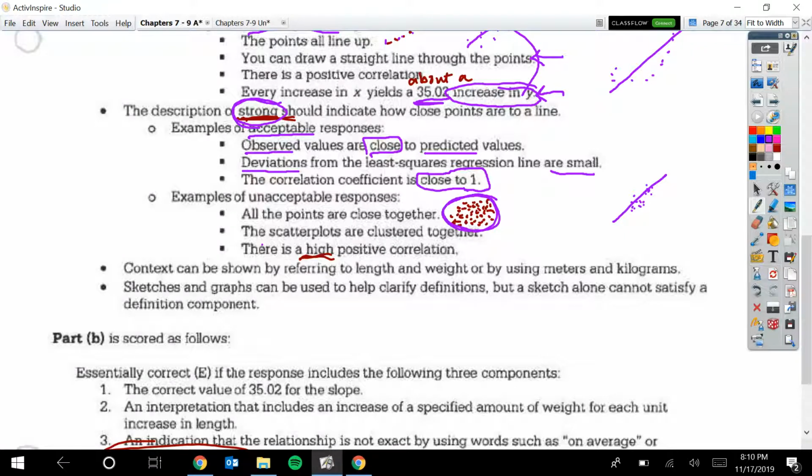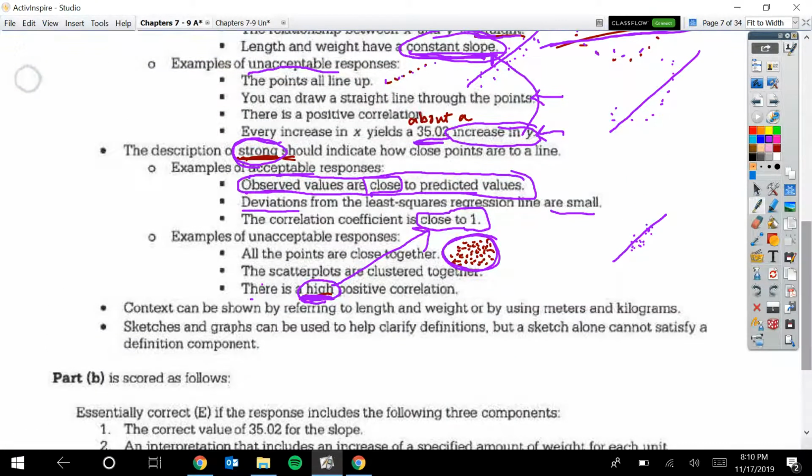So see, they're not saying that the points are close together. They're talking about the relationship of the points to the line. And interesting, saying there is a high positive correlation, I guess, wasn't specific enough. You had to say close to 1. Wow. So they were very particular about what they accepted.